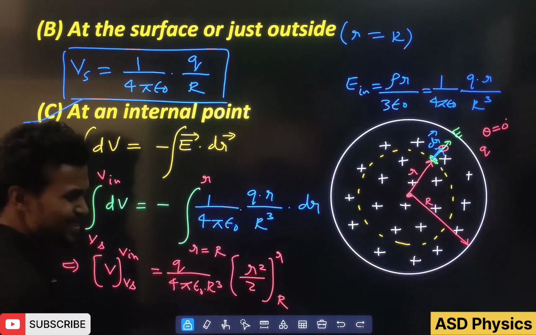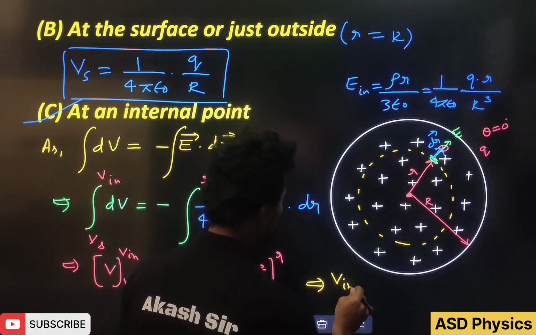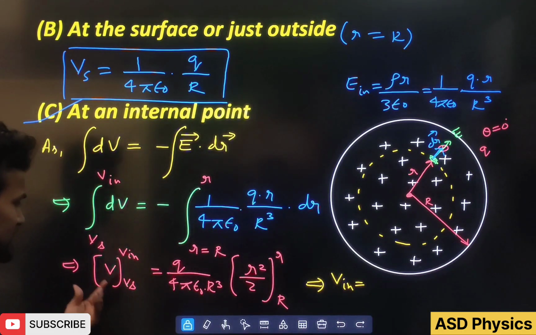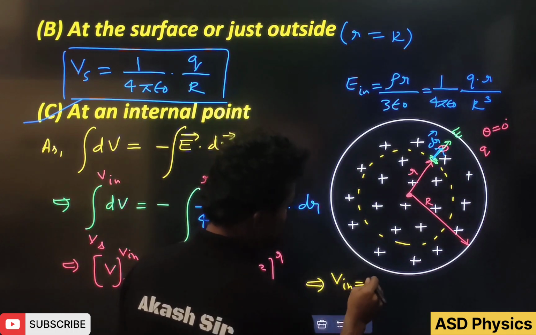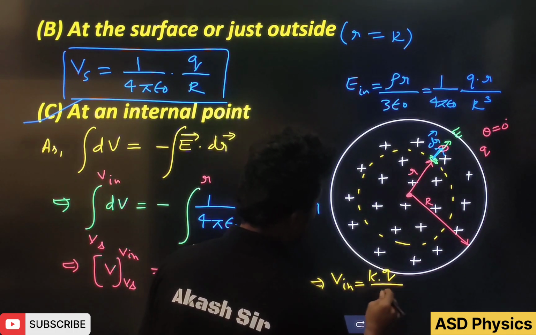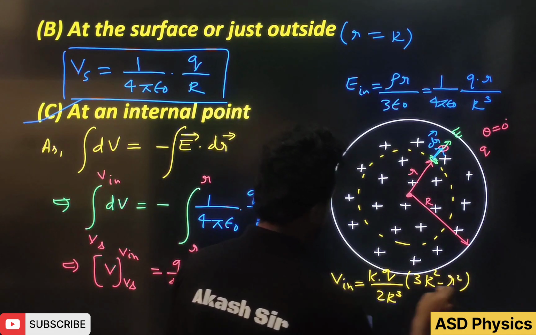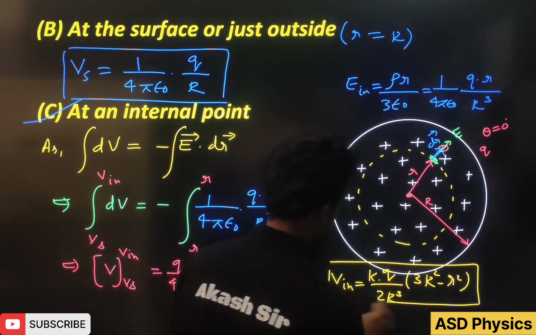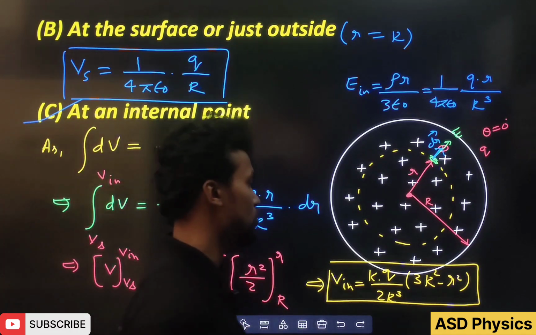Okay, students, this derivation does not usually come in the exam, but anyhow, I have just told you the basics. So when you put all these values, Vin minus Vs and all this, you will simplify this. So this Vin will come K into Q by 2R cube into 3 capital R square minus small r square. This value will come. Remember that value. What is K? 1 by 4 pi epsilon naught.